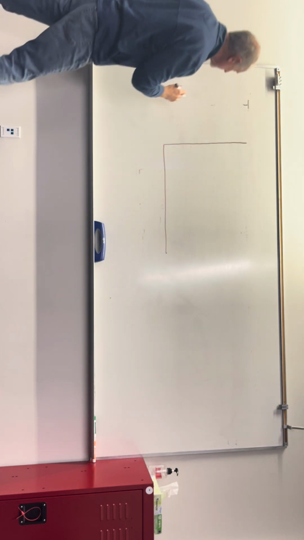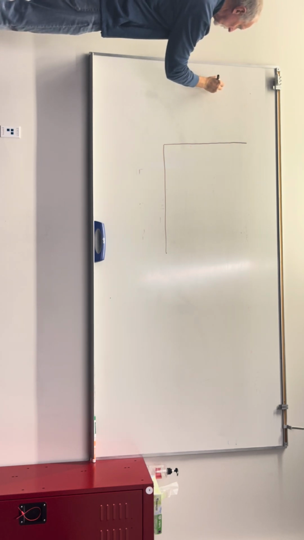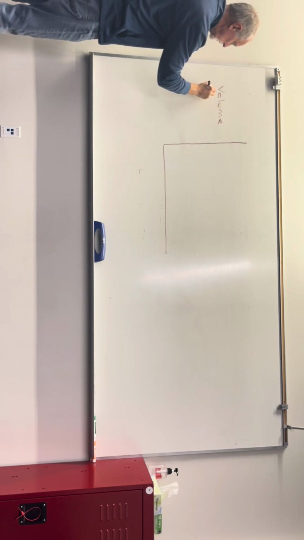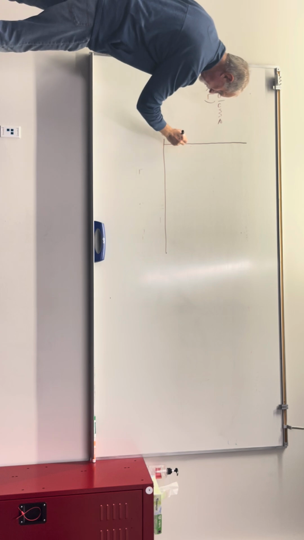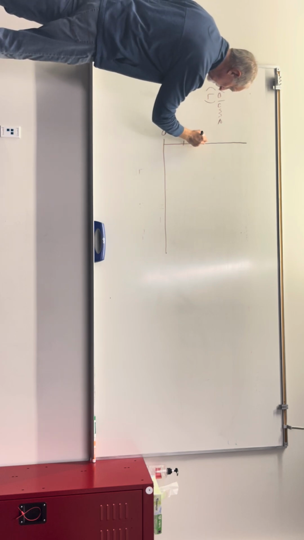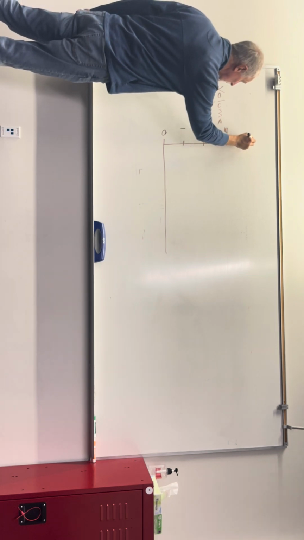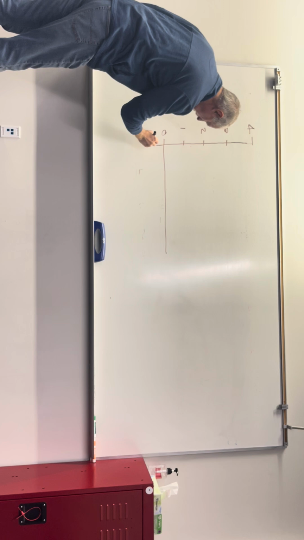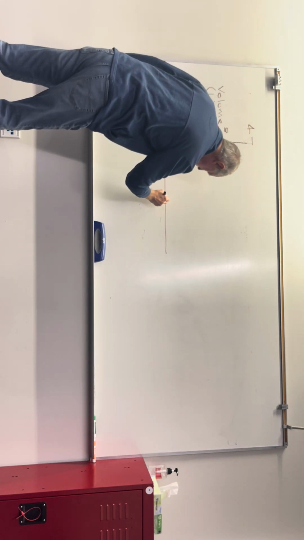So here's a graph. On the y-axis, we've got volume. This is in liters, and we're going to simply go in increments of 1 liter. We've got time on the x-axis, going in increments of 1 second.